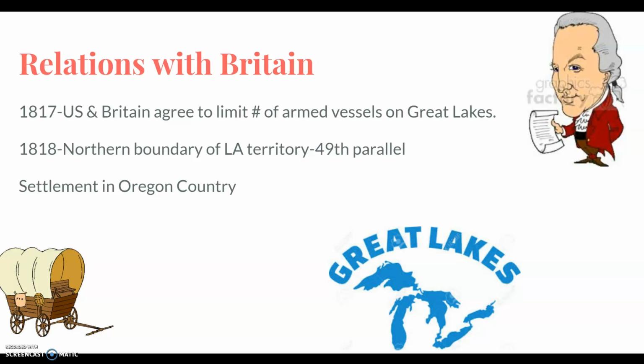allowed. We also have a convention of 1818 that sets the northern boundary of the Louisiana Territory between the U.S. and Canada at the 49th parallel line, so the latitude line going east to west. This convention creates a secure border between the two countries. Each country agreed to maintain the border without armed forces. The Secretary of State at that time, John Quincy Adams, also negotiated the right of Americans to settle in Oregon country. So not the state yet, it is still country, up for grabs.